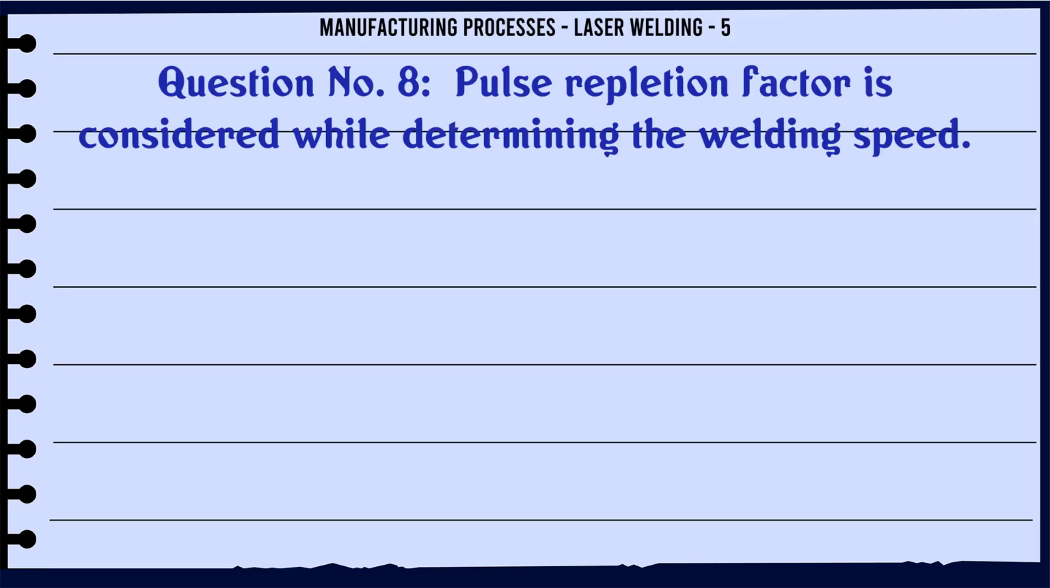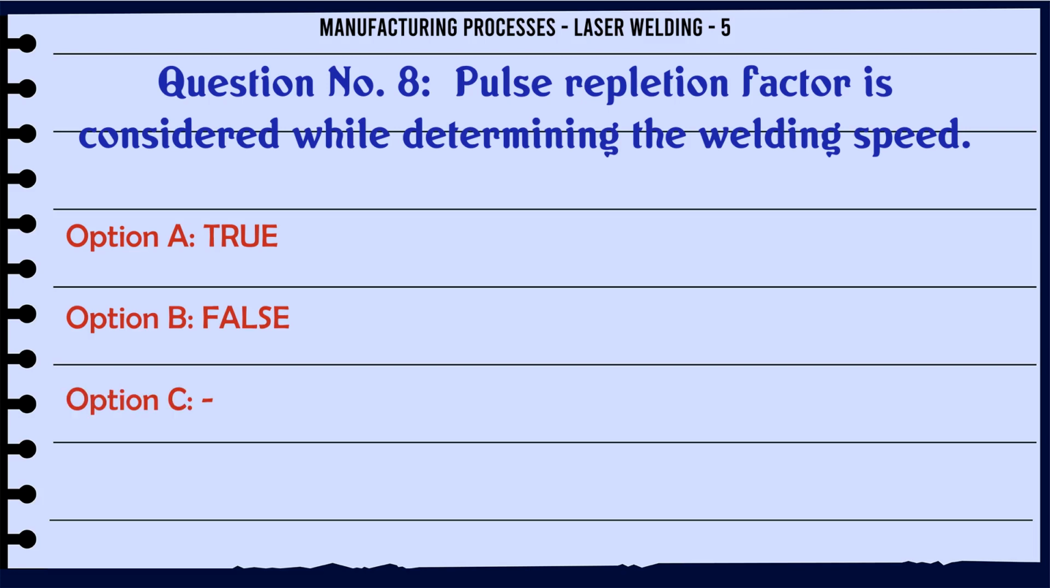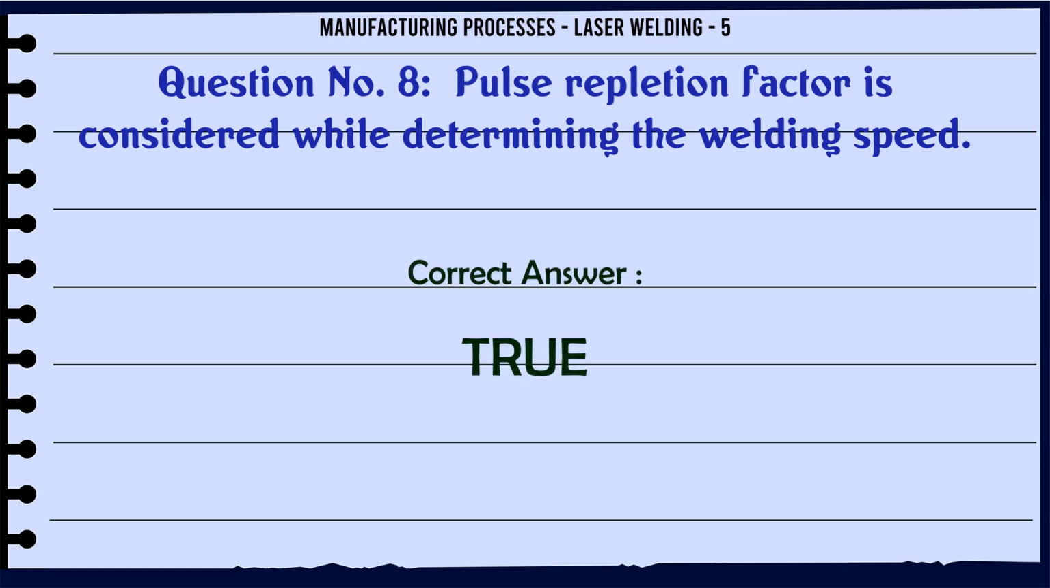Pulse repetition factor is considered while determining the welding speed. A. True. B. False. The correct answer is true.